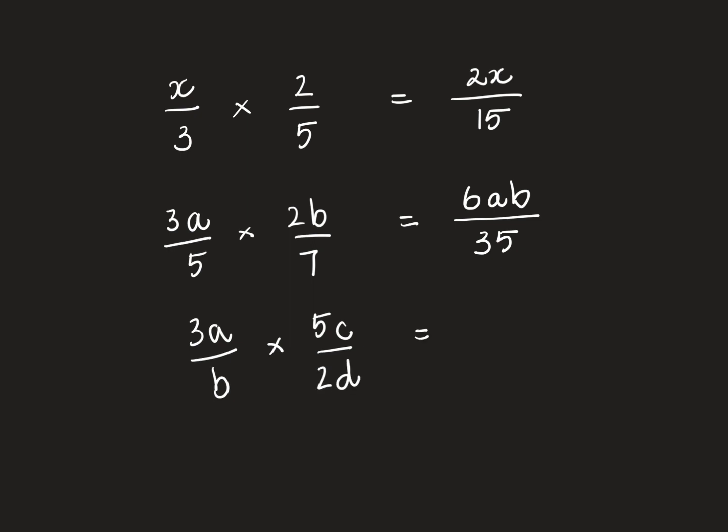And what would we do there? Simply multiply the top. 5 3s are 15, a times c is ac. On the bottom, b times 2d is going to be 2bd, and we just put them like that.